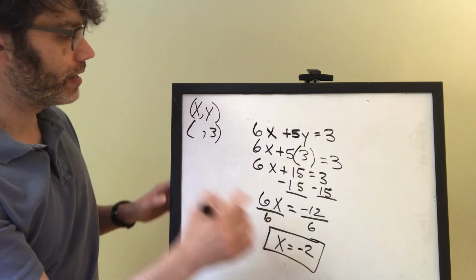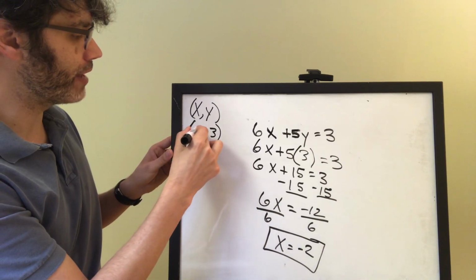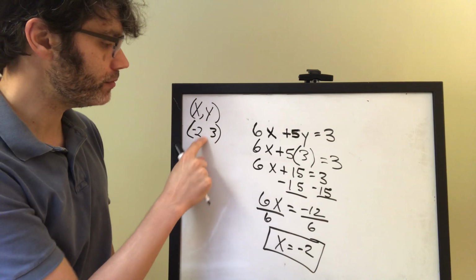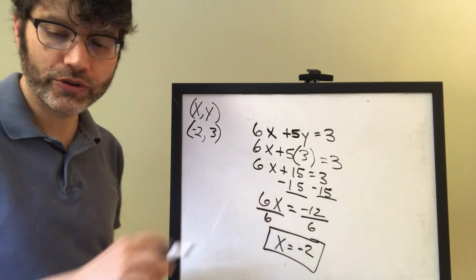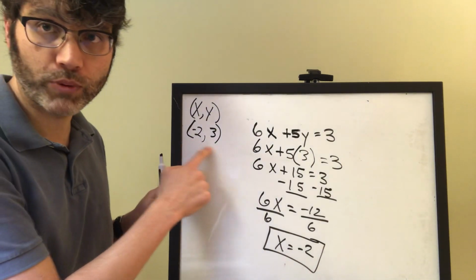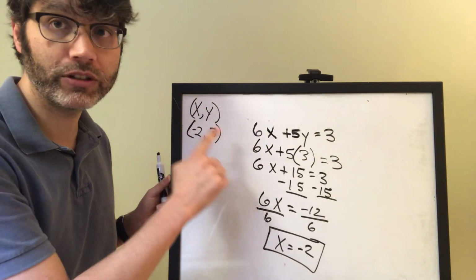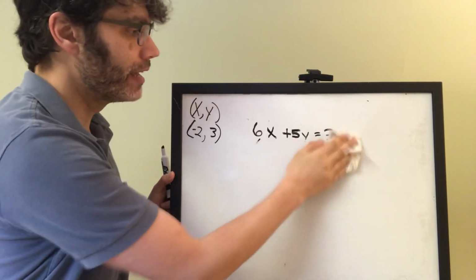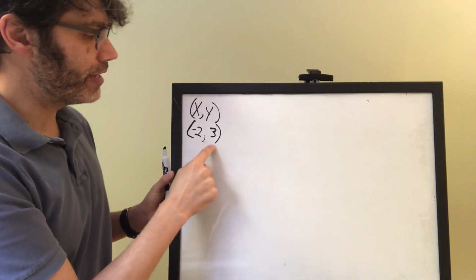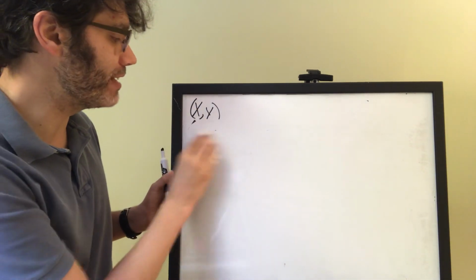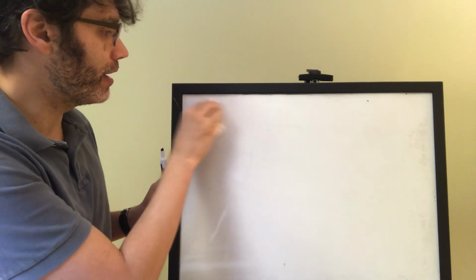And so that negative 2 is our x value of the point. So the point negative 2 comma 3 is the point where these two equations would intersect. So that's the solution. This point is the common solution to both equations, meaning this solution makes both equations identities when you plug in those x and y values.